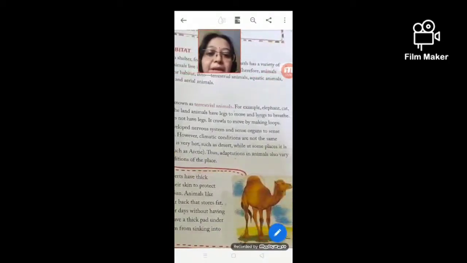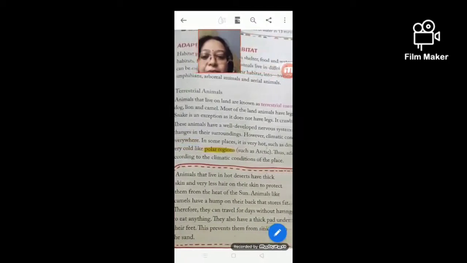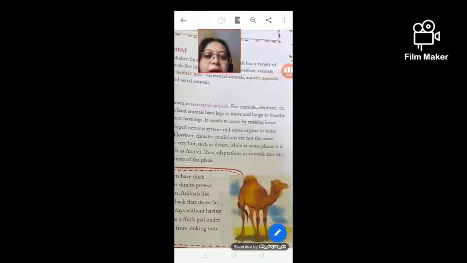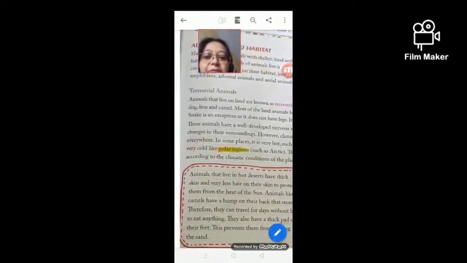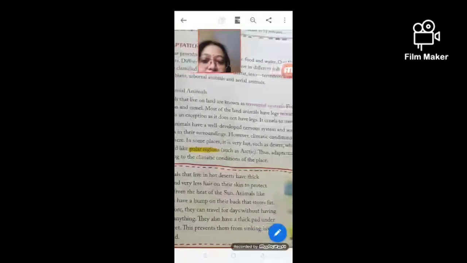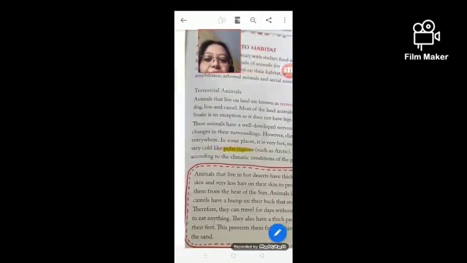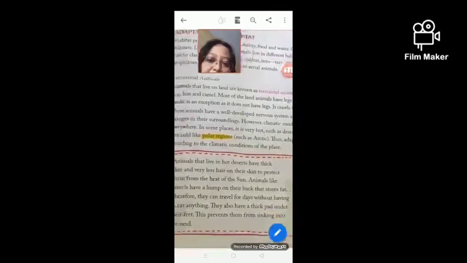However, climatic conditions are not the same everywhere. In some places it is very hot, such as deserts, while at some places it is very cold, like polar regions such as the Arctic. Thus, adaptations in animals also vary according to the climatic conditions of the place.